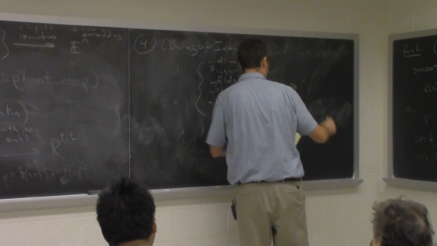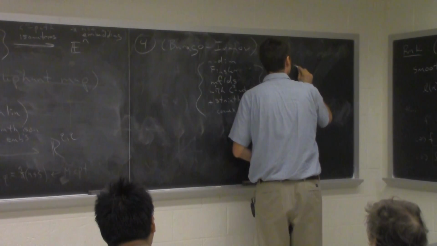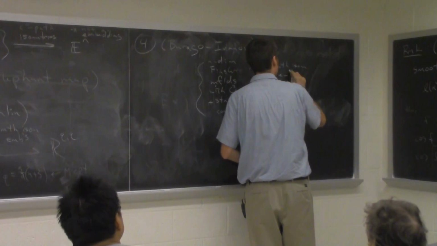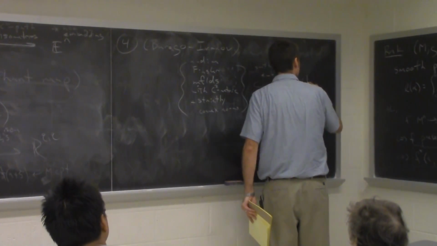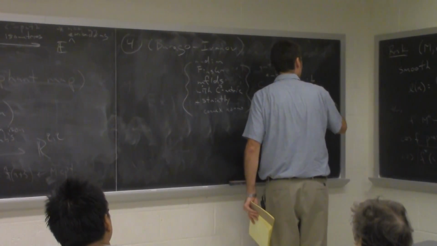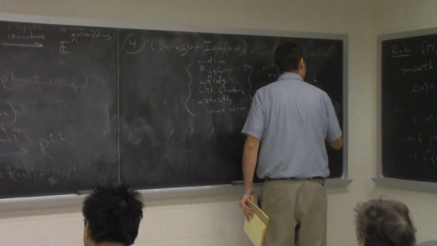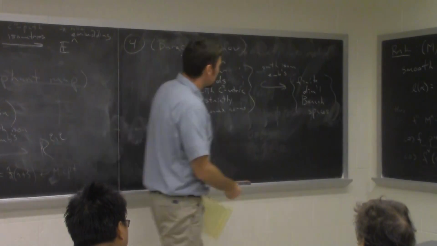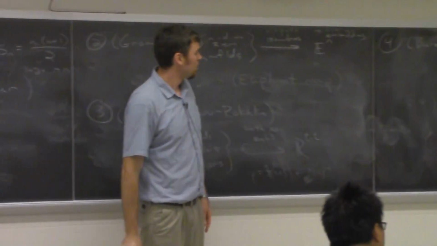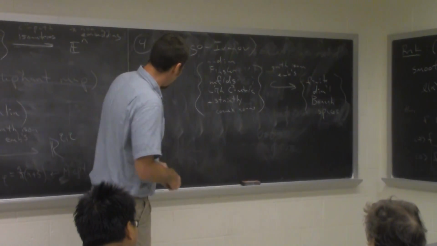And these things admit smooth isometric embeddings into finite dimensional Banach spaces. All right. And so, say a few words here. Finsler manifold.